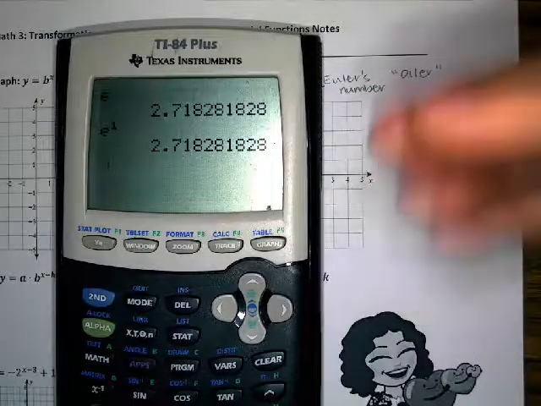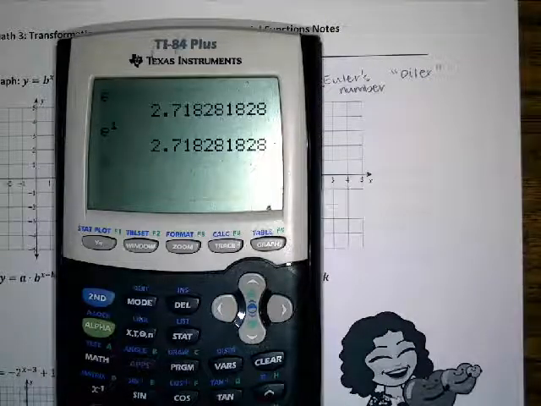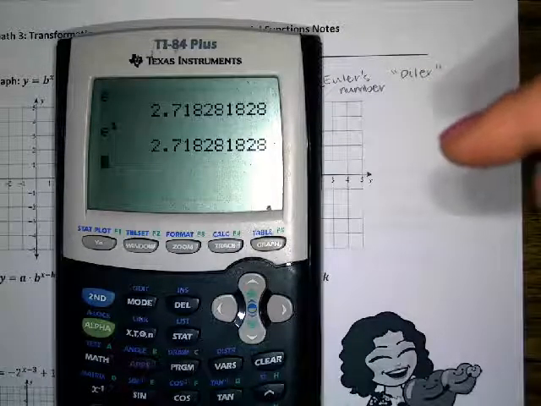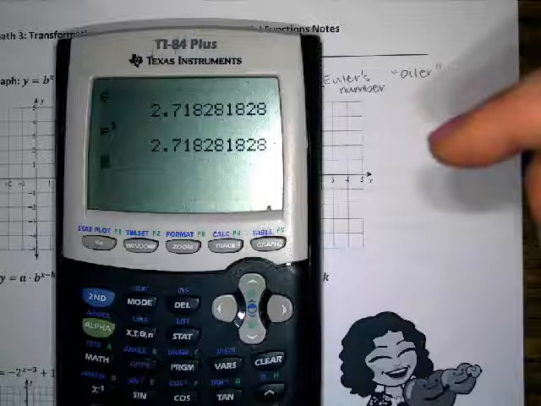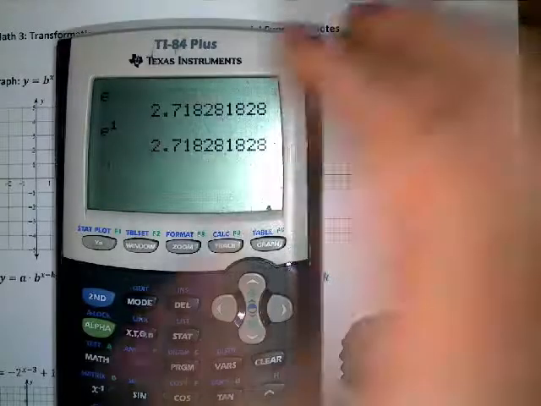Okay? So Euler's number, 2.718. I won't judge you, but if you go into college and take a math class and say it wrong there, they will judge you because they're pretentious there.